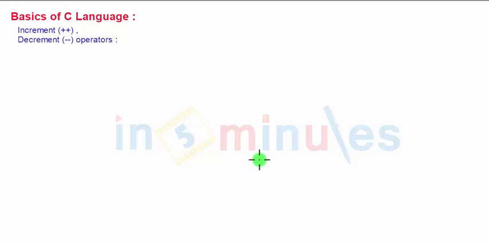Now we'll discuss increment and decrement operators. The increment operator, that is ++, stands for incrementing the value of a variable by 1, and the decrement operator, that is --, stands for decrementing the value of a variable by 1. Now there are details about the working of these operators, because there are two kinds of each.